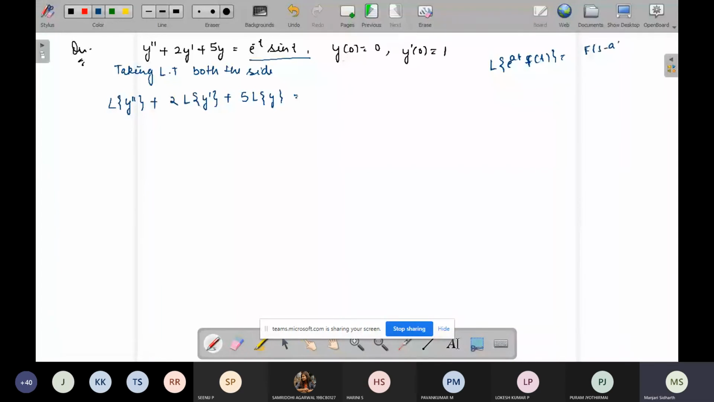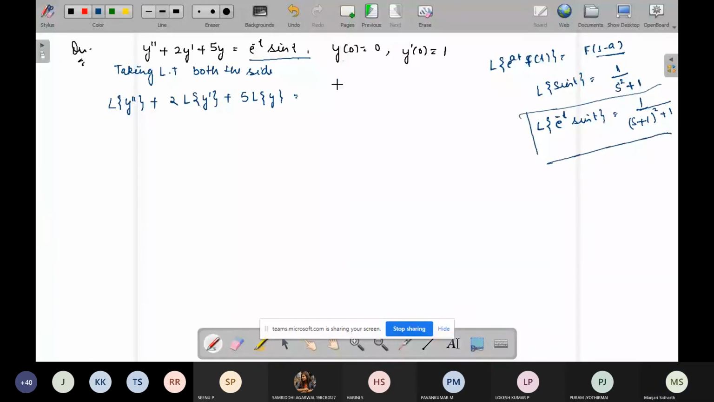F of s minus a. S minus a means you should know the Laplace transformation of sine t. Laplace transformation of sine t is 1 over s square plus 1, right? So if I multiply this by e power minus t sine t, see, if it is plus, then it will be replaced by minus a. If it is negative, then s plus 1 whole square plus 1. It will be replaced by plus 1. Okay, so I will directly use here Laplace transformation of e power minus t sine t.